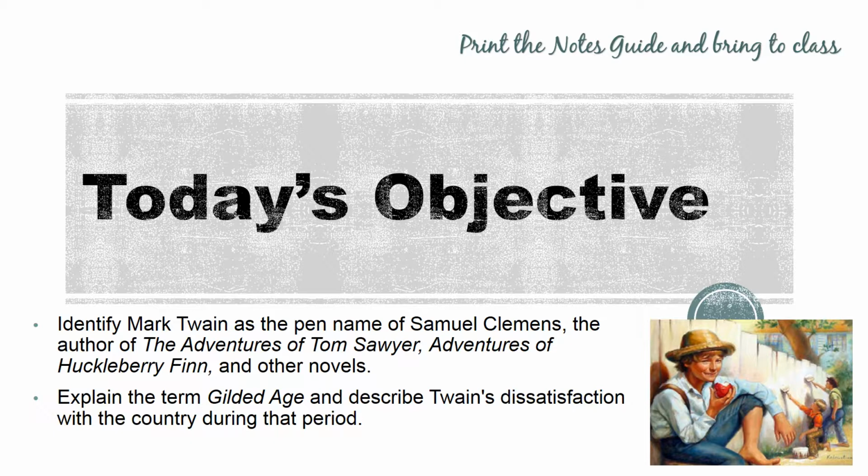Once you have those notes guides printed, you are ready to start taking notes with this lesson. Today's objectives are to identify Mark Twain as the pen name of Samuel Clemens, the author of The Adventures of Tom Sawyer, The Adventures of Huckleberry Finn, and other novels, and also to explain the term Gilded Age. We also want to be able to describe Twain's dissatisfaction with the country during that period. These are things you're going to want to take note of as you go through this lesson.